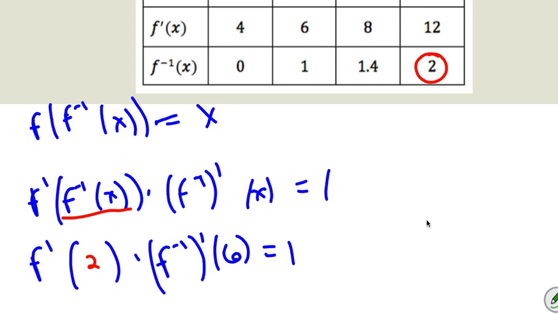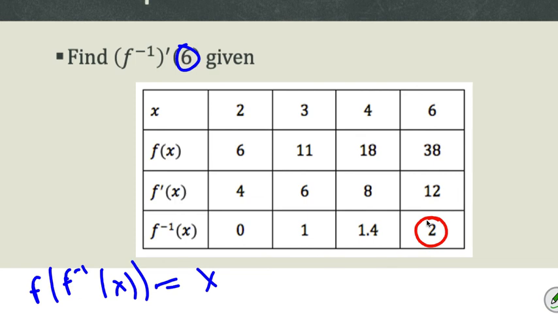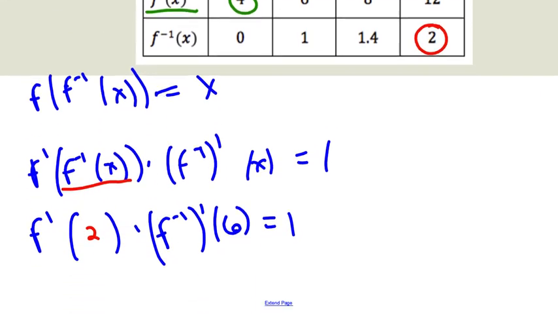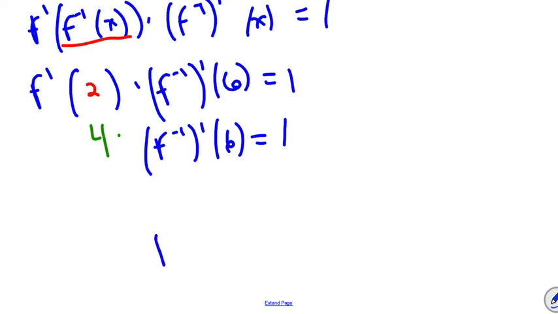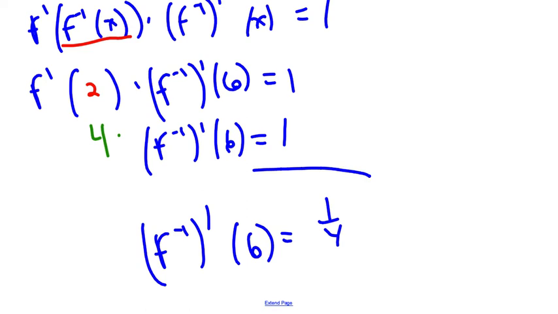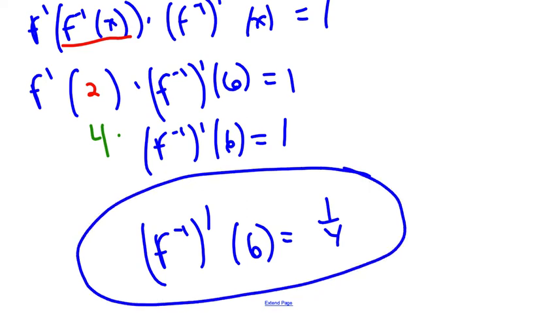Okay, next step, I need to determine f prime of 2. So here's f prime of 2 is 4. So f prime of 2 is 4 times f inverse prime of 6 equals 1. So that means my final answer, f inverse prime of 6, is equal to 1/4. Okay, so there's your final answer for that one.